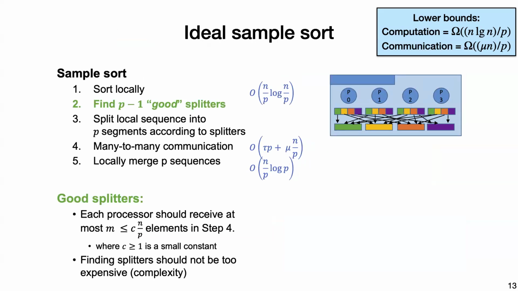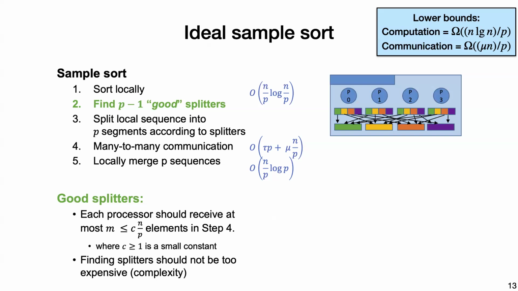So in an ideal case for simple sort, you would choose p minus 1 good splitters, where it evenly splits the data on each process to go to all the other processes. The definition of a good splitter is that each processor should receive a constant factor of n over p elements, where c is something similar to 1. So everybody should receive approximately n over p elements in this many-to-many step. It might not be exactly n over p, but it should be something like theta n over p.